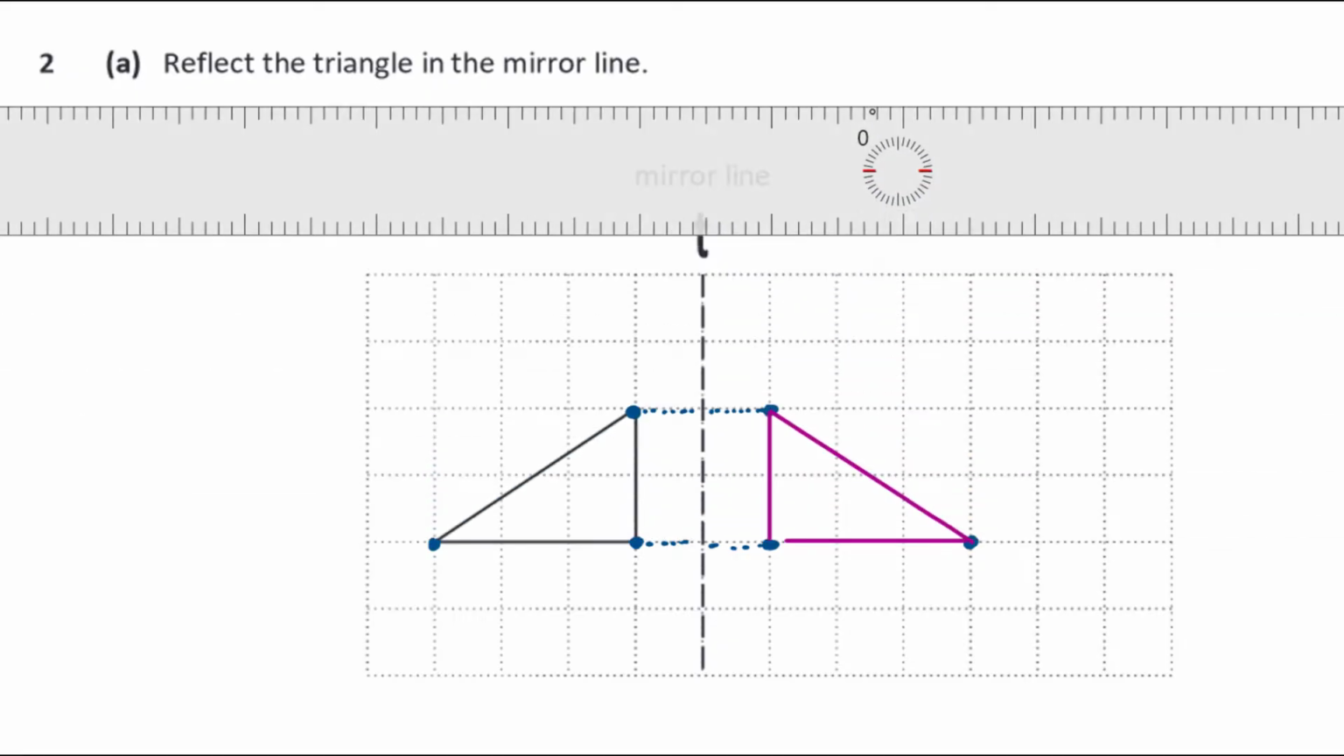Okay, just tidy that up a little bit. Get rid of those, get rid of those. Okay, so there we go, that's my reflection. Oh, went a bit too far, I got rid of that point.